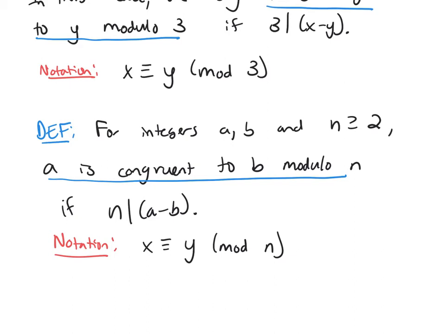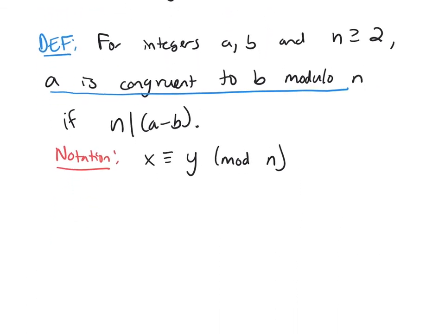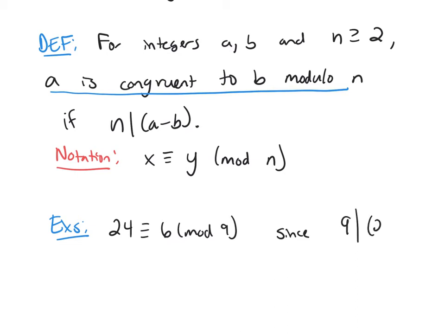So anytime you come across a new definition, you want to look at some examples to make sure you understand the definition. So let's look at a few examples here. I can say that 24 is congruent to 6 mod 9 since 9 divides 24 minus 6. 24 minus 6 is 18. And 9 divides 18. Okay?